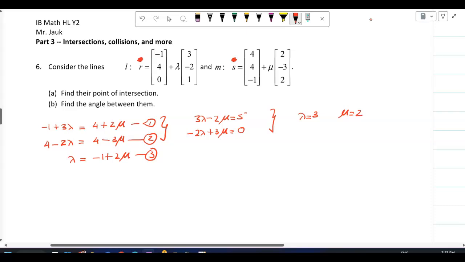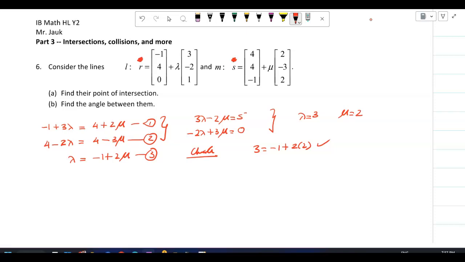Now check whether it satisfies the third equation. Always check. 3 is equal to minus 1 plus 2 into 2. Yes. When the lines are intersecting. If it doesn't satisfy the third equation, then the lines are skew.